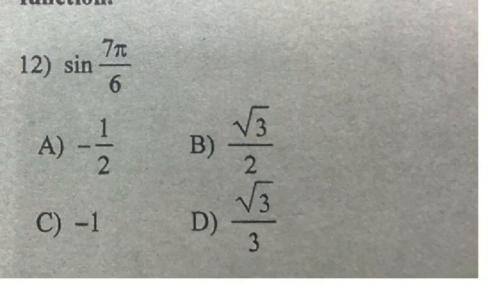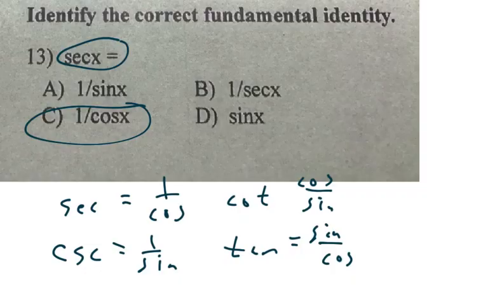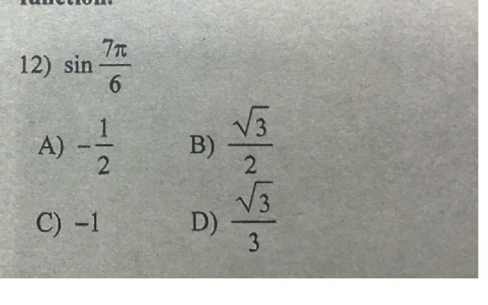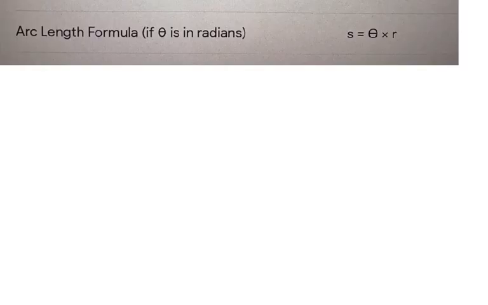Okay, now number 12. What about the sine of 7 pi over 6? Again, if you're allowed to use a unit circle, you're going to go here, and the sine is the y coordinate, which is negative 1/2. So you're going to pick A in this case. Okay? So remember, sine is your y coordinate on the unit circle, cosine is your x.